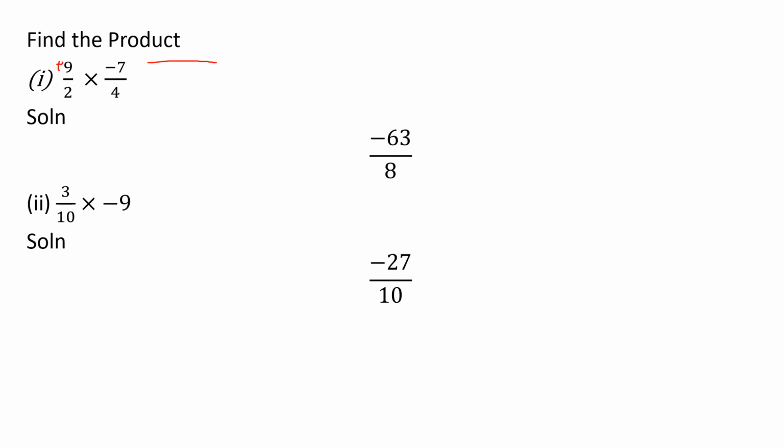2 fours are 8. Next, 3 by 10 into minus 9. We have no number in the denominator, meaning 1. Okay. So 3 nines are 27. Plus into minus, minus 27. Next, 10 into 1, 10. Okay. It's very simple, right?